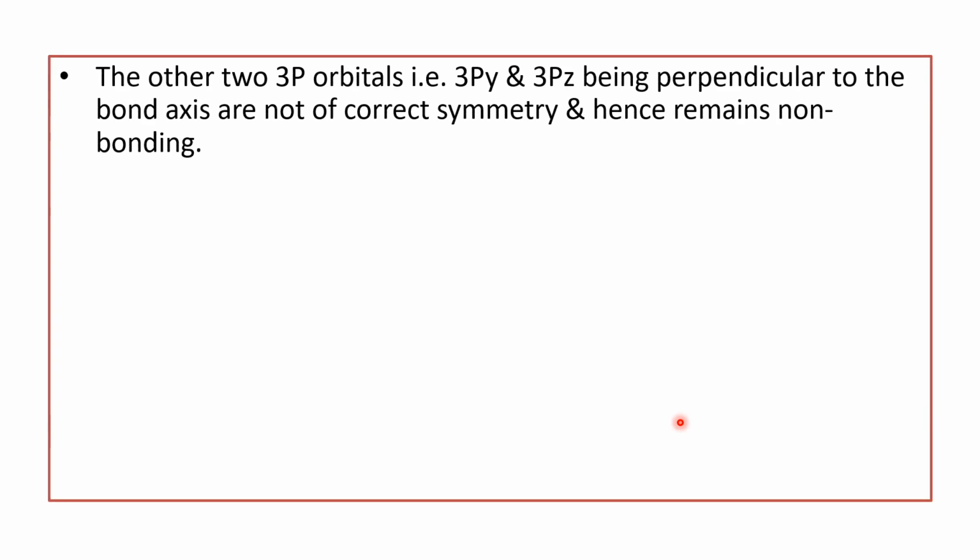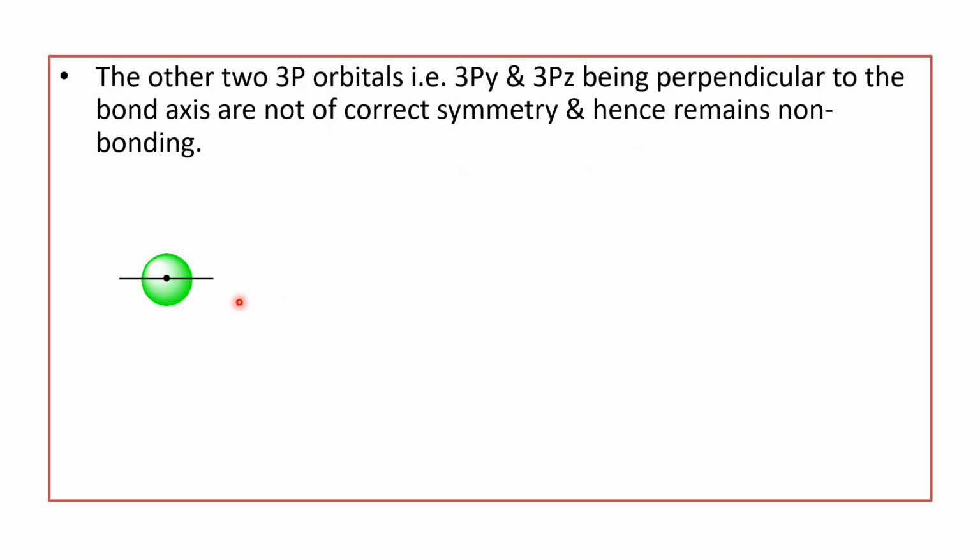Whereas the other two 3p orbitals, that is 3py and 3pz, are perpendicular to the bond axis. That means they are not of the correct symmetry, and hence they remain as non-bonding.